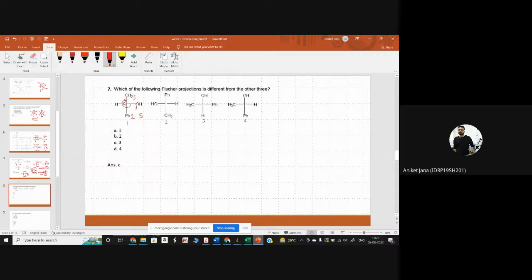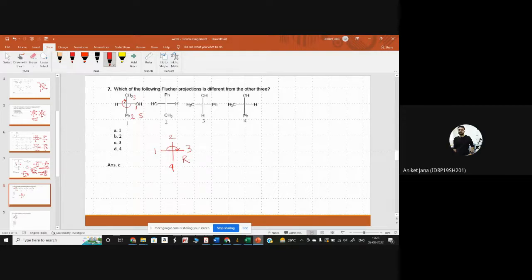It's clockwise, but there is a catch. The lowest priority group is in the horizontal plane. There is a very good rule. When the lowest priority group is in the vertical plane, like this way, what configuration is this? R.